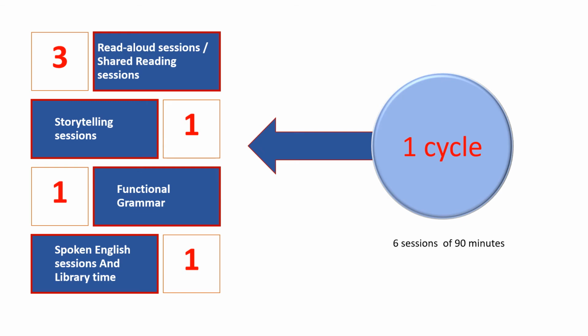The 6th lesson in the cycle is spoken English and library time. Spoken English is basically a conversation lesson. We will have the children converse with each other on set guidelines. So by repetition, they will learn how to use whatever has been taught to them in functional grammar in a particular structure. This will be followed by independent reading time. We will have age appropriate books where the children will pick up the book, sit down and read it by themselves, followed by a short discussion. So that brings us to the end of the cycles, what we call in Module 2.